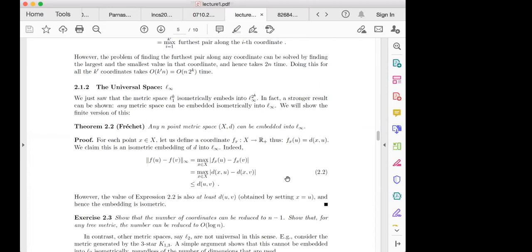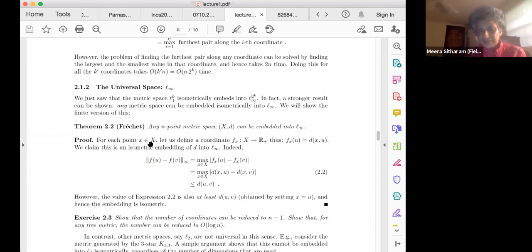Essentially, for each point in the metric space, you define a coordinate. This notation is a little funny. By the way, Leo Liberty talked about this in his lecture. He had a pretty long proof of the Frechet embedding, but this one is quite short. We are going to use as many dimensions as the number of points. So for every point little x in capital X, there is going to be a coordinate.